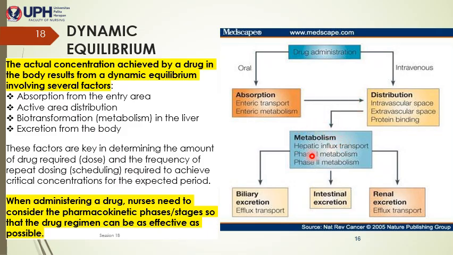It will be inside the liver. So for hepatic influx transport, they go through phase 1 metabolism and also phase 2 metabolism. After the drugs have done their work to cure whatever diseases happen inside the body, the remaining drugs will be excreted through biliary, intestinal, or even renal excretion. So this is what we call the excretion process.